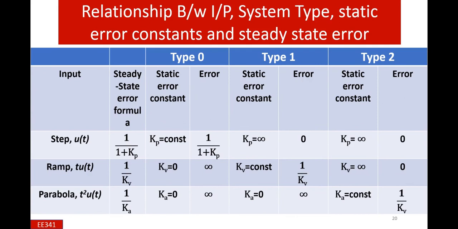So summary of the whole topic is here. In this first column we have different types of input, for example, unit step input, the ramp input, and the parabolic input. This is u(t), actually only for positive time region. So the steady state error formulas we already derived here: 1 over 1 plus Kp, and for ramp input 1 over Kv, and for parabolic 1 over Ka.